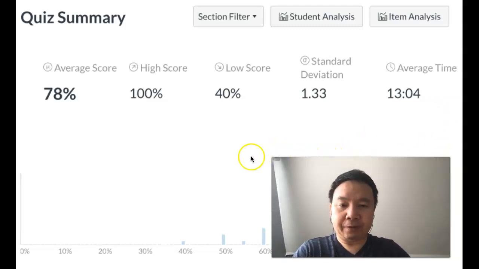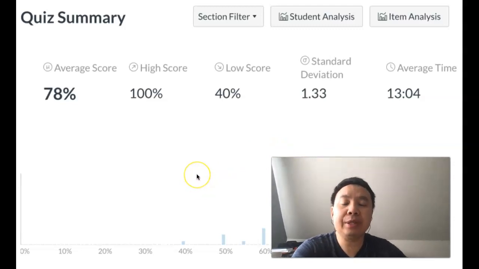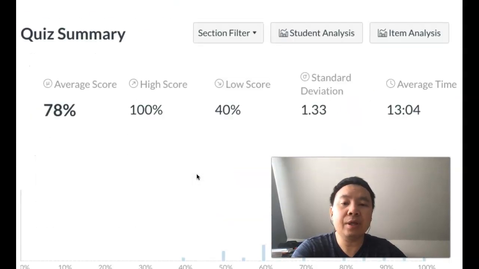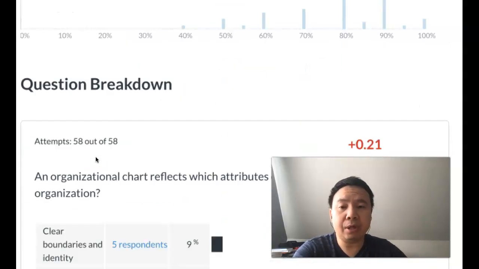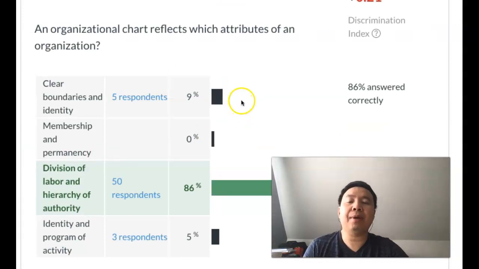So first of all, I would like to help you review the quiz we did last week. For quiz 2, I think most students did a pretty good job. You can see the average score is 78%. So the majority of students understood the quiz really well. Some students might have some questions, so let's go over those questions one by one.